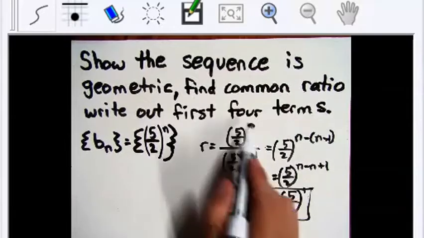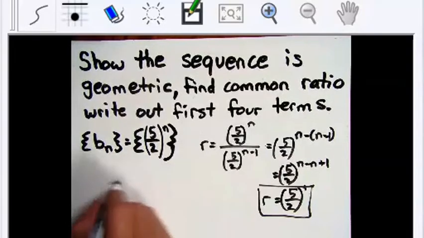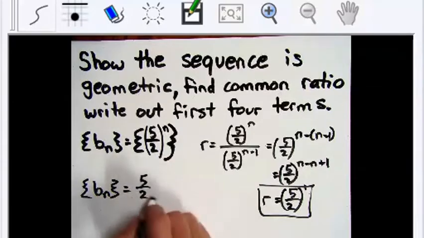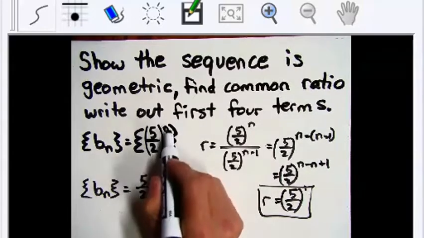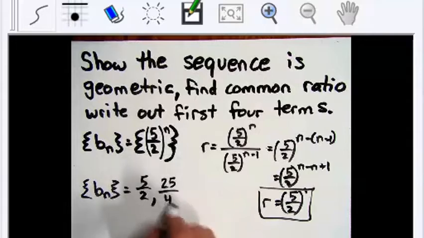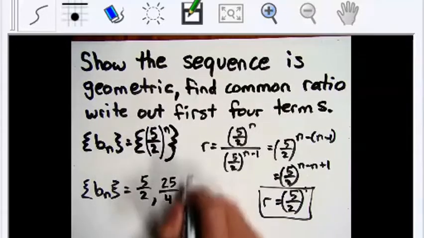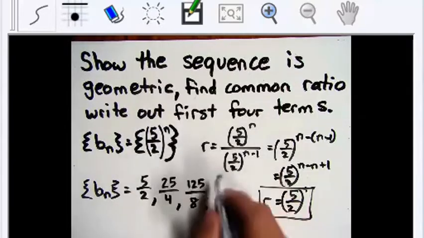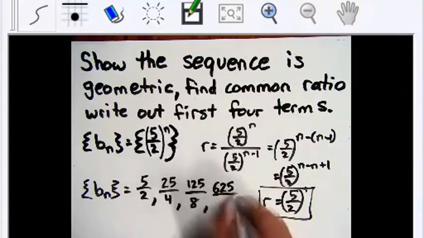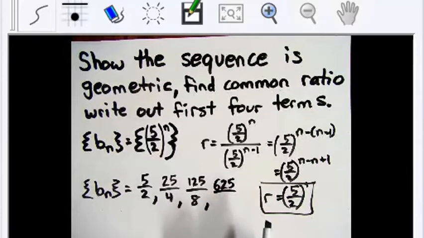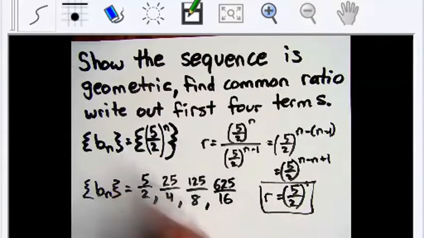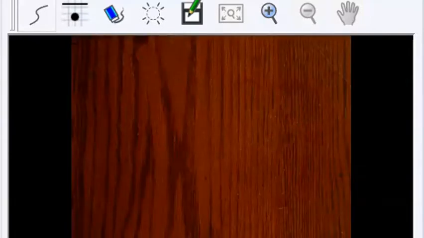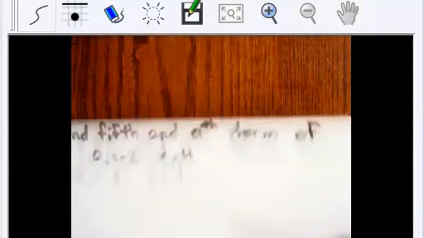Okay. First 4 terms. So let's just do this. The sequence b sub n. Plug in 1. Plug in 2. So (5/2) squared. That's going to be 25/4. Plug in 3, which is going to be 125/8. And then plug in 4. So 5 to the 4th power, I think, is 625. And then 2 to the 4th power, what is that? 2, 4, 8, 16. So there are my first 4 terms. These are all just questions similar to what you are going to see on the assignment that I'm having you do.